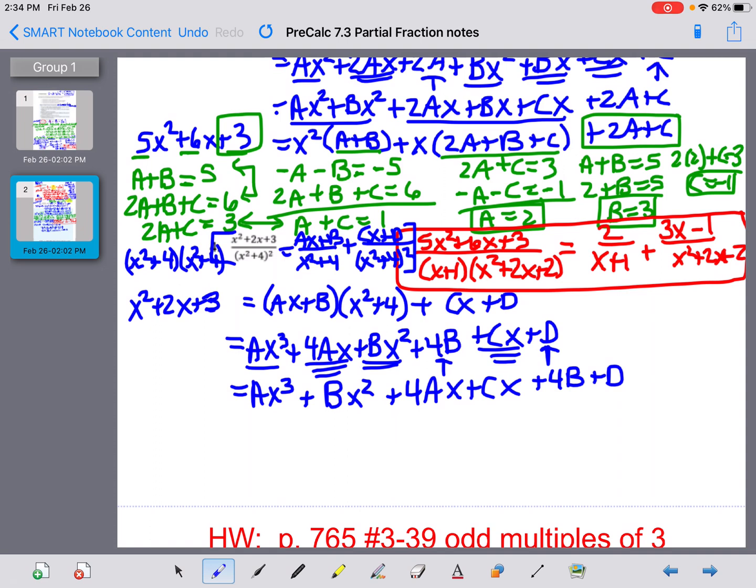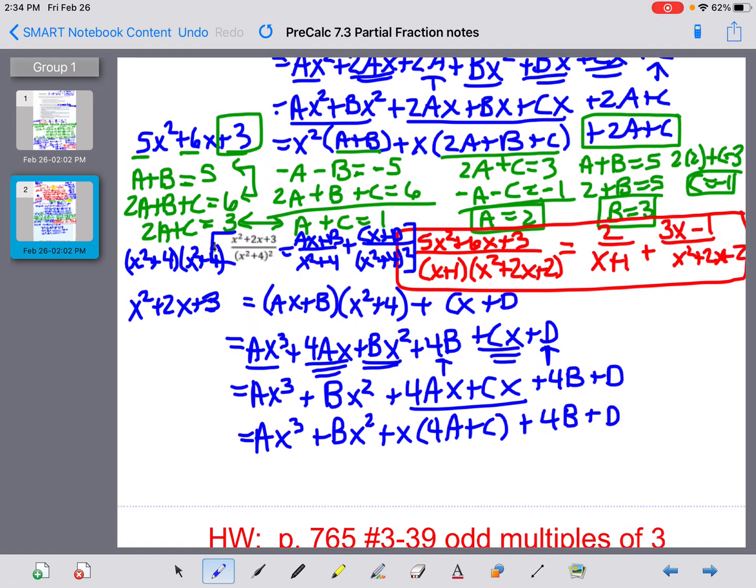Okay, so let's see. Ax cubed is the only x cubed, I'm sorry. Bx squared is the only x squared. I can pull out an x off of these two and be left with 4a plus c. And then my constant, if you want to, you can put parentheses to say both of those go together. And this equals my x squared plus 2x plus 3.